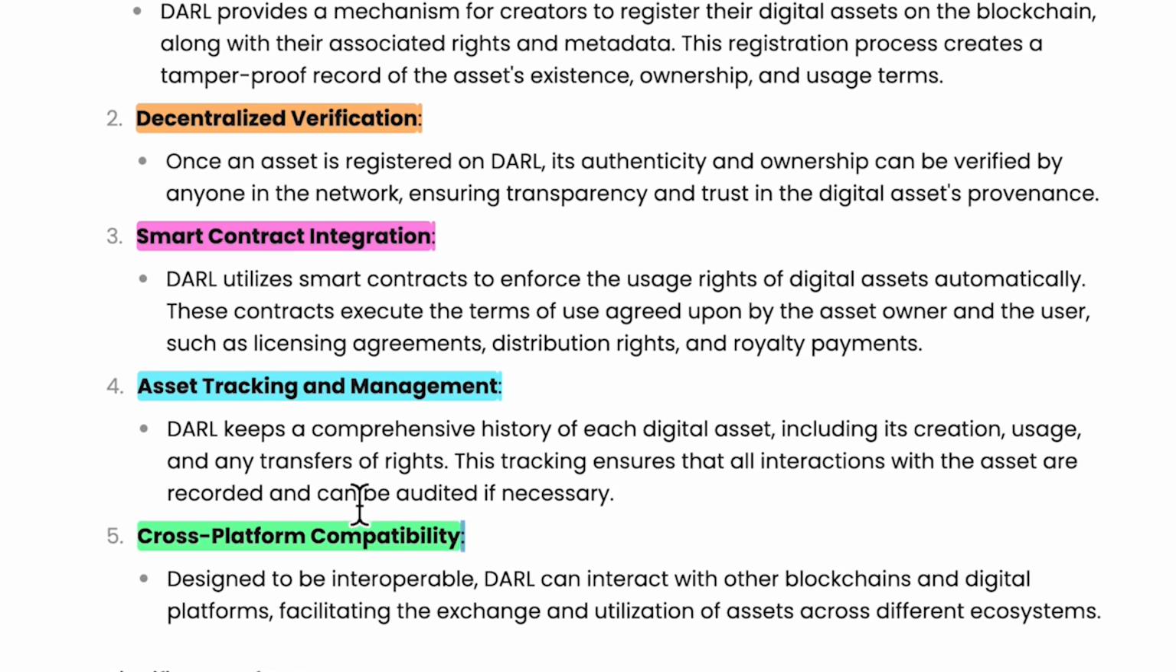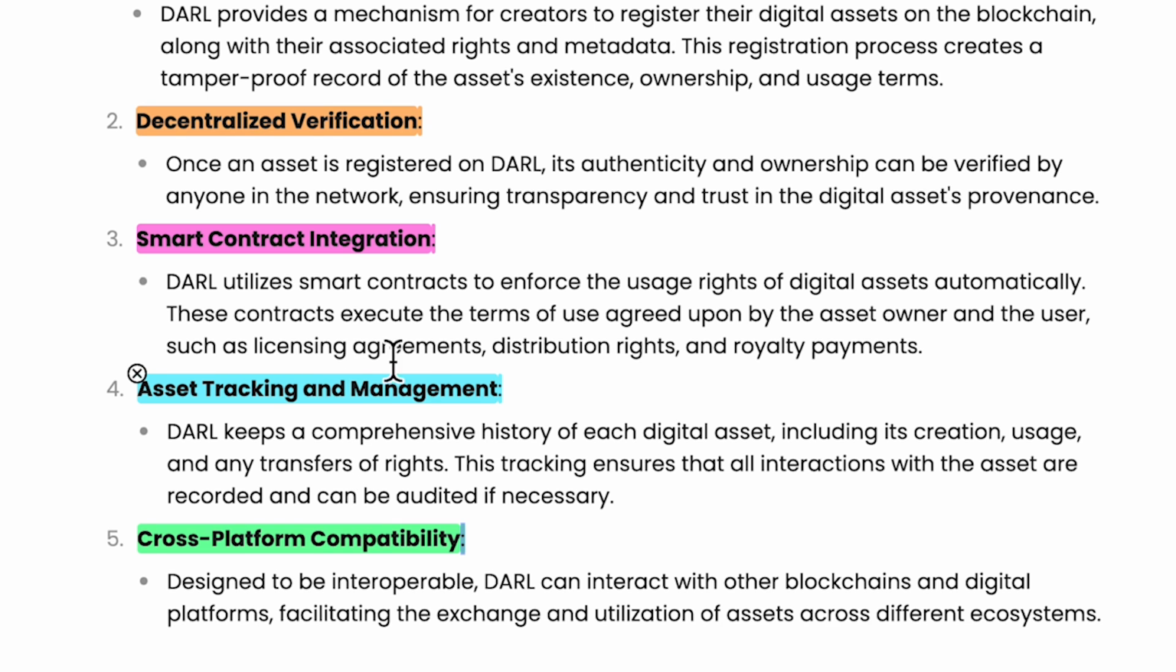Smart contract integration. DARL utilizes smart contracts to enforce the usage rights of digital assets automatically. These contracts execute the terms of use agreed upon by the asset owner and the user, such as licensing agreements, distribution rights, and royalty payments.